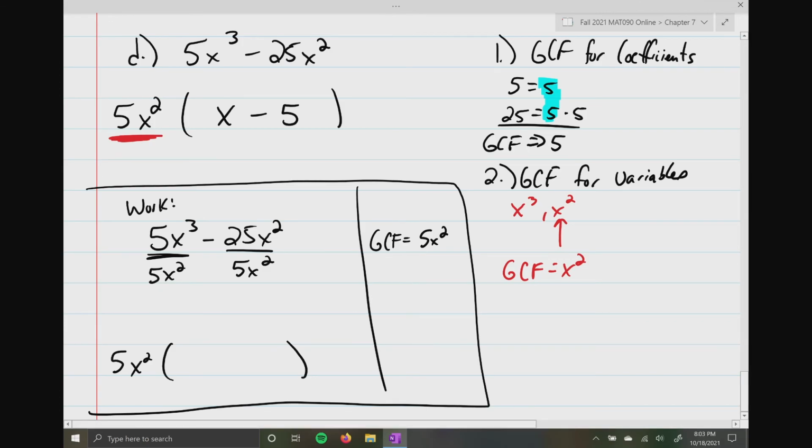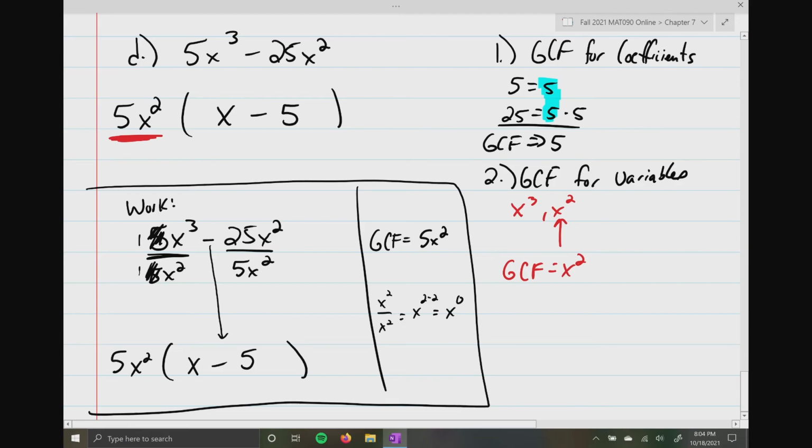In the first term, the 5's reduce. They turn into a 1 over 1 or just a 1. And then x to the third divided by x to the second is x to the first or just the letter x. Now, you have a minus sign, so copy it down. Now for the second term, 25 divided by 5 is going to be 5. And then x to the second divided by x to the second. Remember, that's the quotient rule, so you've got to subtract the exponents and you get x to the 0.